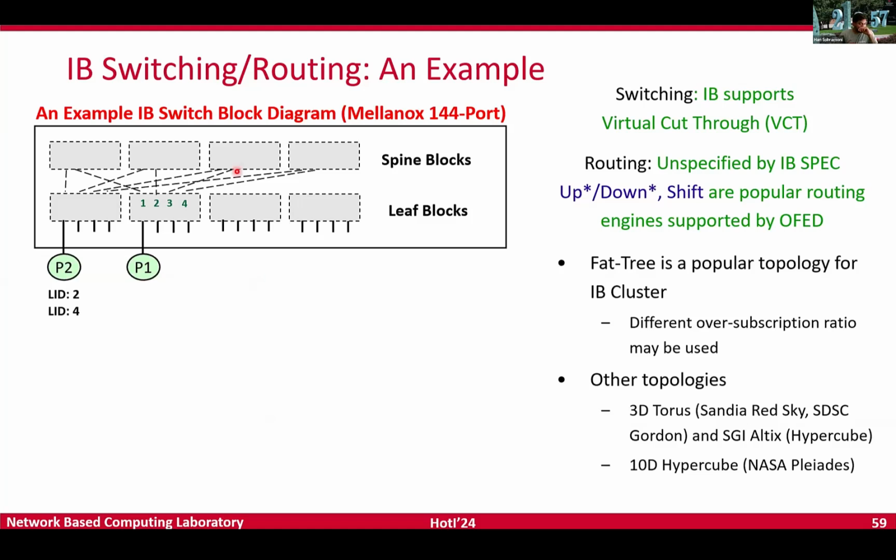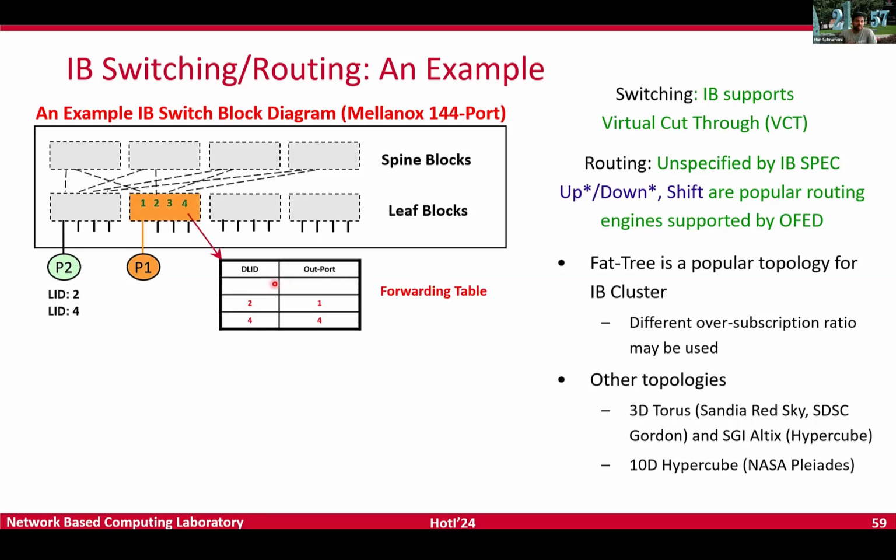Suppose you have a two-level fat tree like this. You have the leaf blocks and the spine blocks. You have process 1 on node 1 and process 2 on node 2. And let's assume that node 2 has two destination addresses, or LIDs, 2 and 4. Now let's see what happens when process 1 on node 1 wants to send a packet out. Let's first look at the forwarding table on this particular leaf switch.